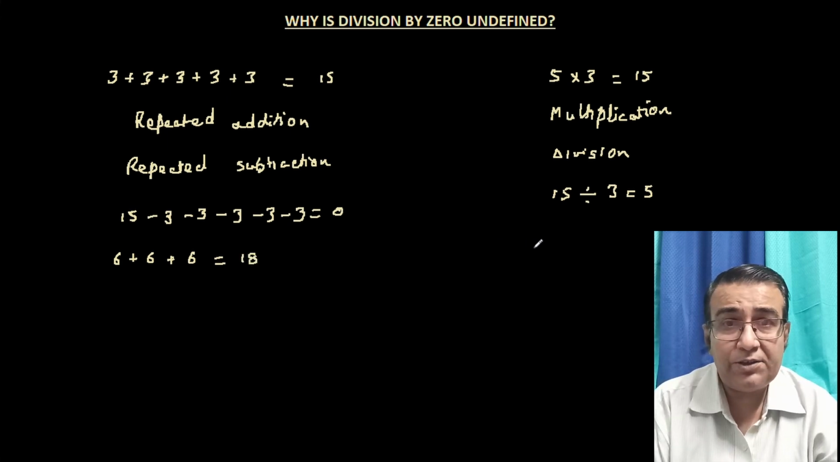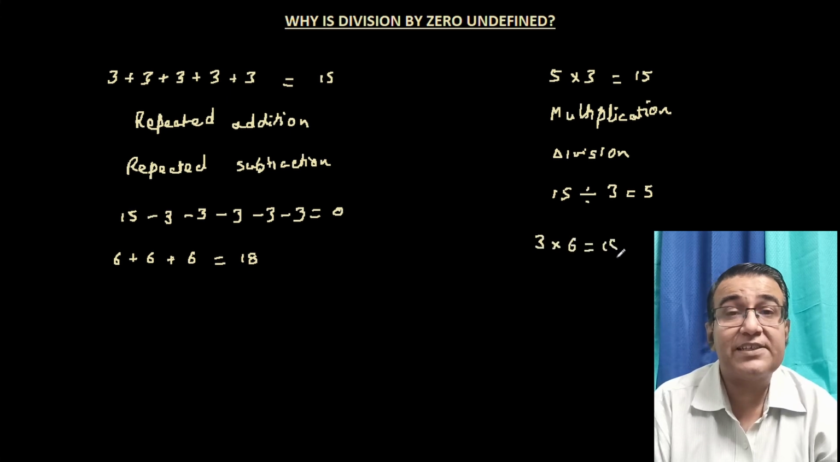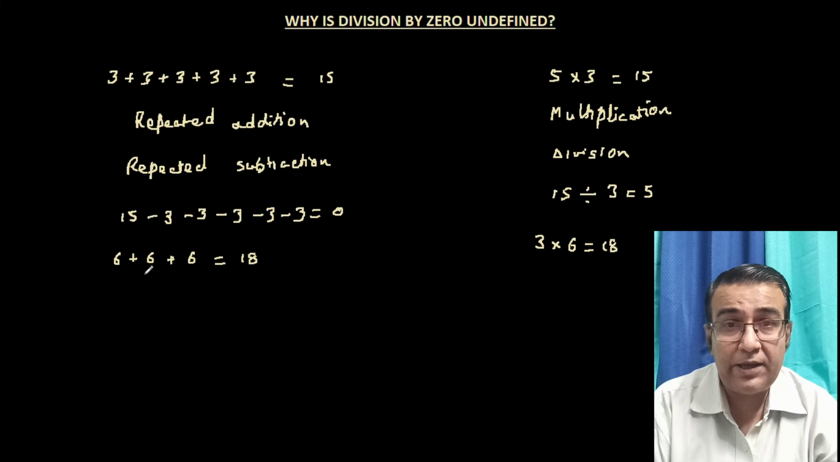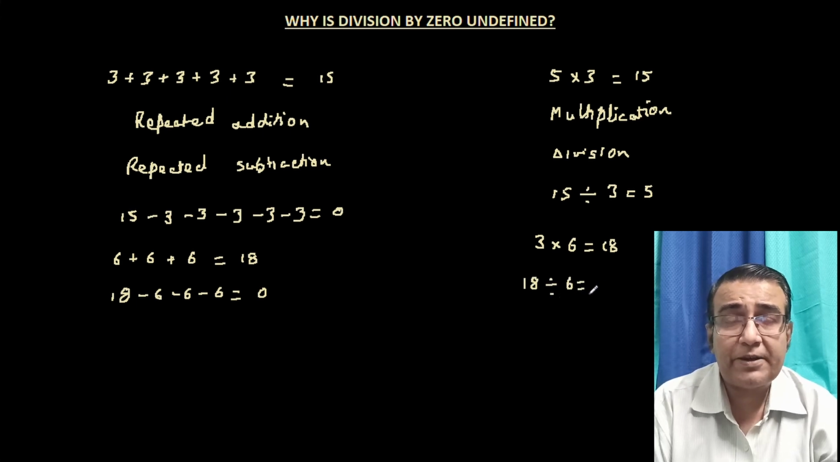And as multiplication, we can also write that 3 times 6, or if we take 6 3 times, we are going to get 18. And when we start doing the repeated subtraction, we can take this number 18 and start subtracting 6 from it. So 18 minus 6 gives us 12, 12 minus 6 gives us 6, 6 minus 6 gives us 0. So when we count, we can see that 18 when divided by 6, we have subtracted it 3 times, so 18 divided by 6 should give us a result of 3.